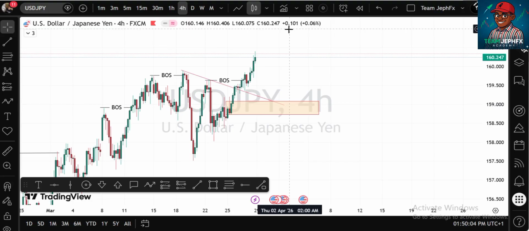But I'm not just going to set a pending order at that level. What I'm going to do is wait for price to get back into this box first. Then I go to my 15 minutes time frame and look at the price action or the market structure around that area to determine if my buy will hold or I will need to change my bias. That is for USD JPY.